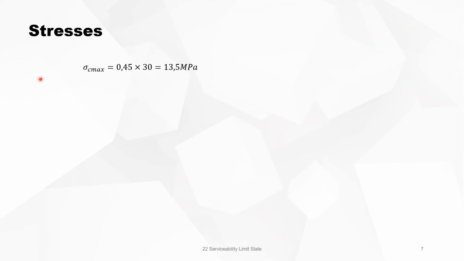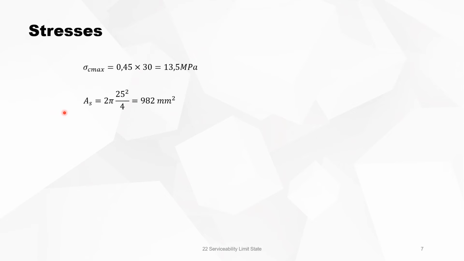We know that the maximum compressive stress in SLS Q is 0.45 fck. We also know that the maximum allowable stress in the steel is 0.8 fyk. So we have two maximum stresses and we have to check the corresponding moment capacity for those two maximum stresses. Most of the time it's the compressive stress that is the limitation factor. So we start with the compressive stress, it's 13.5 megapascal.